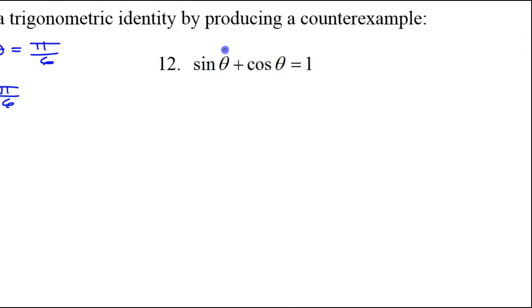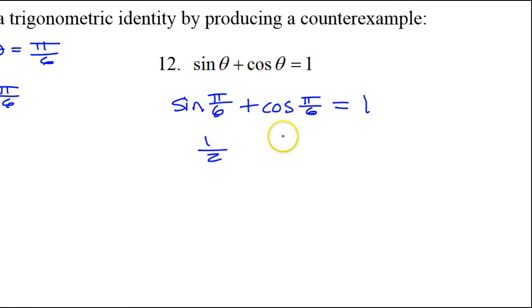Okay, let's do it again for number 12. Let's again try pi over 6, which is my favorite angle. So sine of pi over 6 plus the cosine of pi over 6, I meant to say, and does that equal 1? Well, the sine of pi over 6 is 1/2. I'll go ahead and say it does not equal 1 because I have faith in the process.